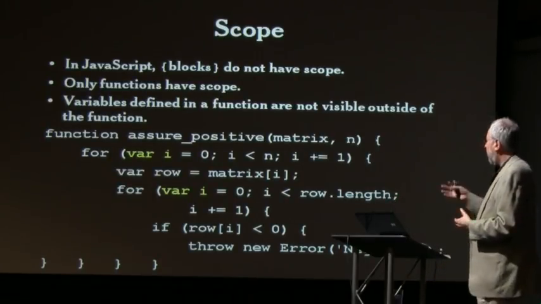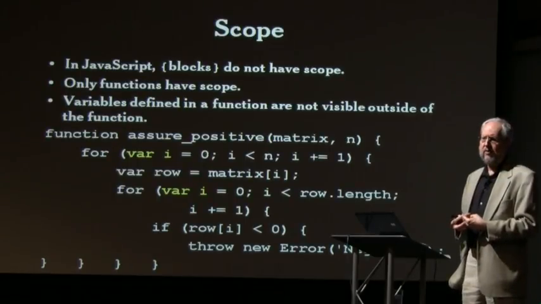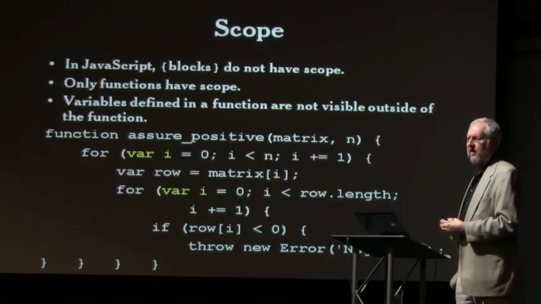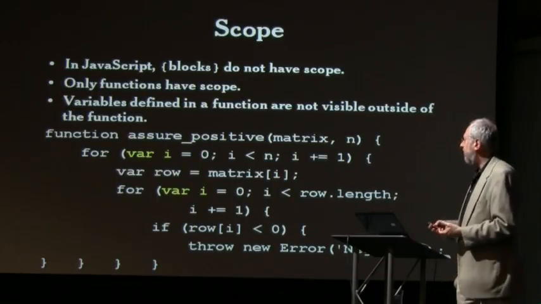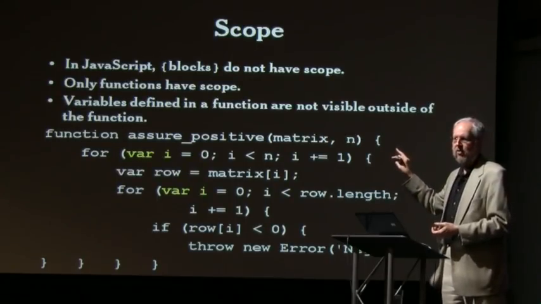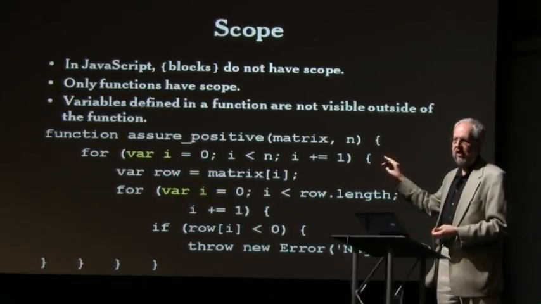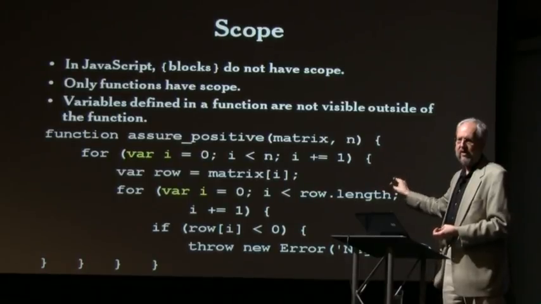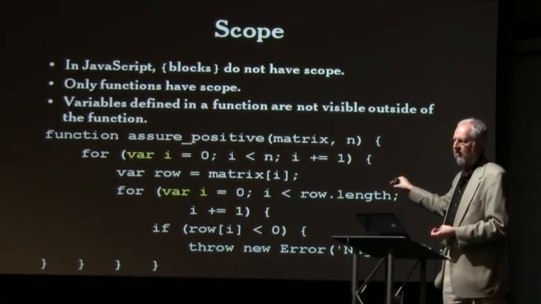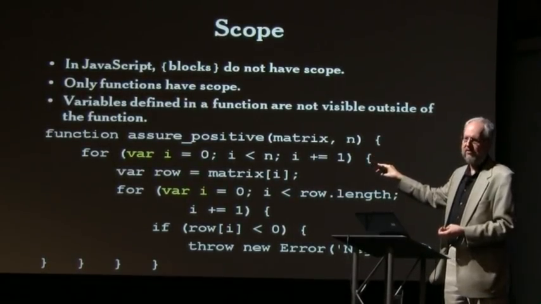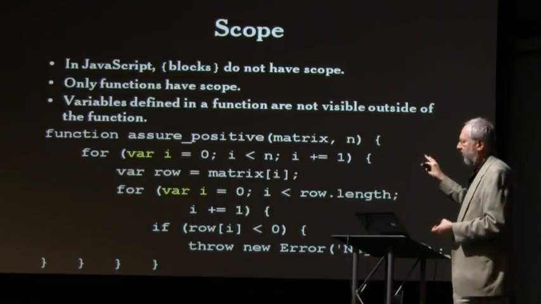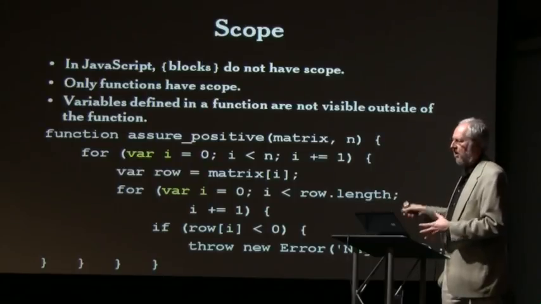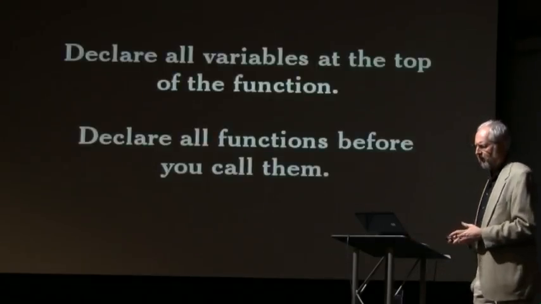For example, a function like this will work in most other languages and will fail in JavaScript without an error. What you'll find is that it will run forever. And that's because the programmer thinks he's created two i variables, but in fact there's only one i variable. And so the inner loop is constantly resetting the i value so that the outer loop will never finish. So that's something to be aware of. In JavaScript, you can't be depending on block scope.